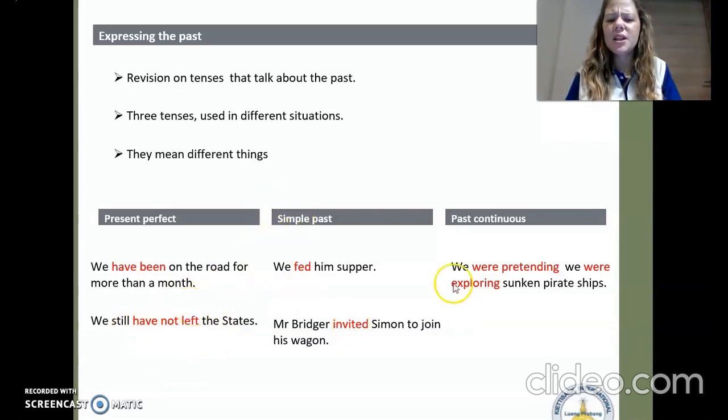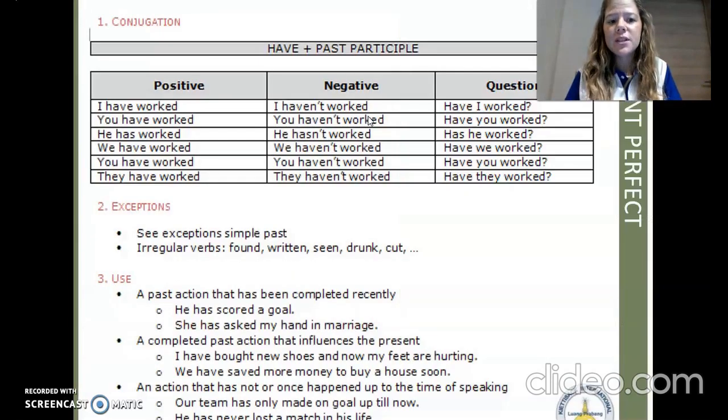Then the second tense that we're going to talk about is the simple past. We fed him supper, or Mr. Bridger invited Simon to join his wagon. So that's a different tense. And then past continuous. We were pretending, we were exploring sunken pirate ships. So all of these three tenses talk about something that happened in the past. That is the main idea. So we're expressing something that has already been done. It's the past. The first tense that we're going to talk about is the present perfect.